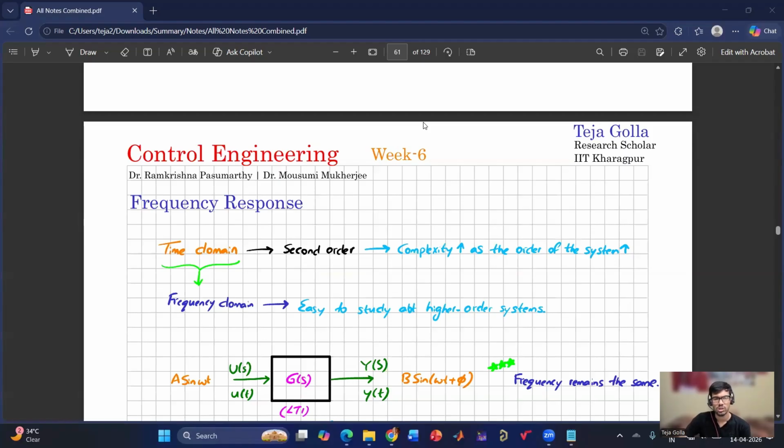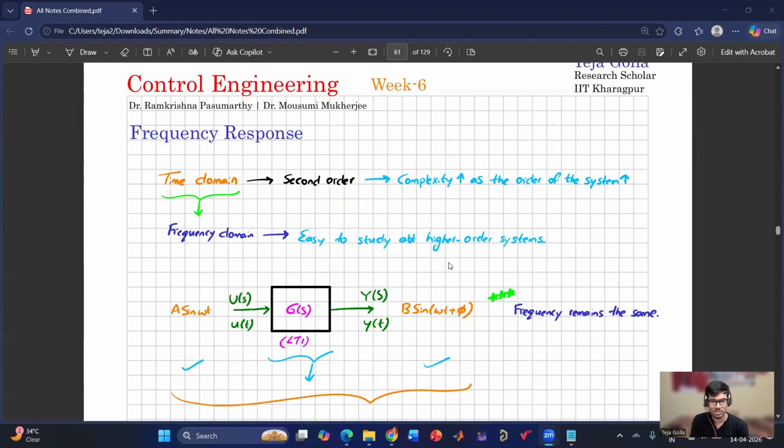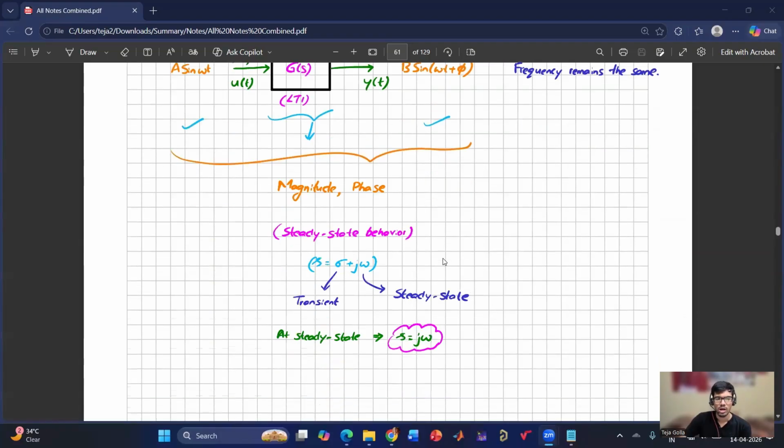Okay, I guess no. And then week 6 was about frequency response. As we already know the advantage of frequency response over time domain response, it is easy to study higher order systems because everything will become algebraic rather than integration and differentiation. So we have seen how to get the steady state expression, magnitude as well as phase.